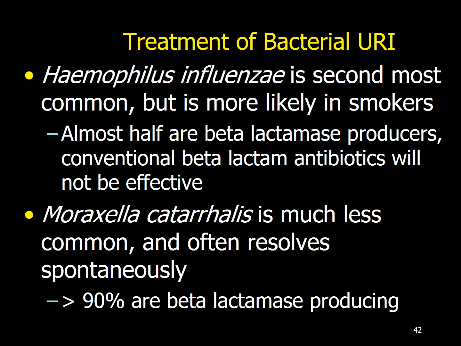Moraxella catarrhalis, much less common. It doesn't occur very often at all. It is a distant third. They are virtually all beta-lactamase producers, but they're not there very often. So if the patient is otherwise healthy and has an intact immune system, it is probably not critical that you cover Moraxella catarrhalis because it's probably not the problem, and even if it is the problem, an intact immune system will probably neutralize it.